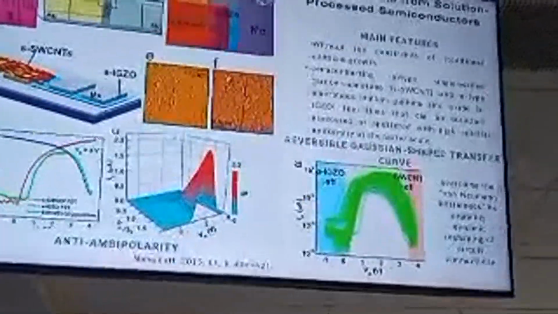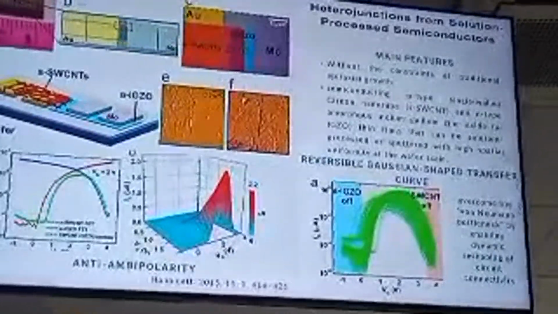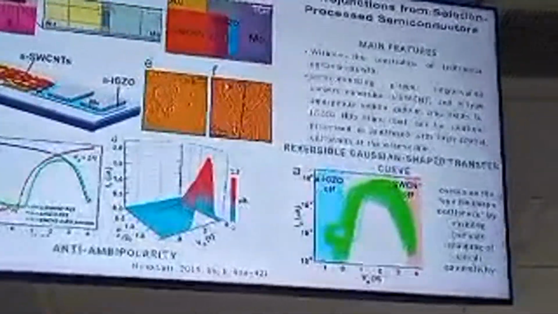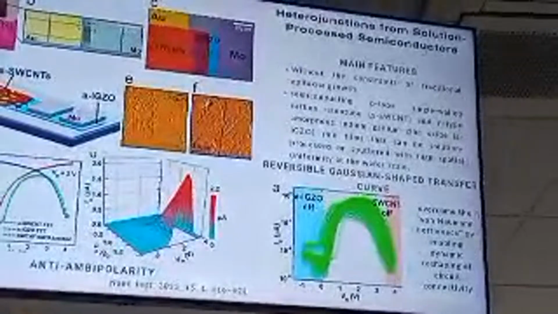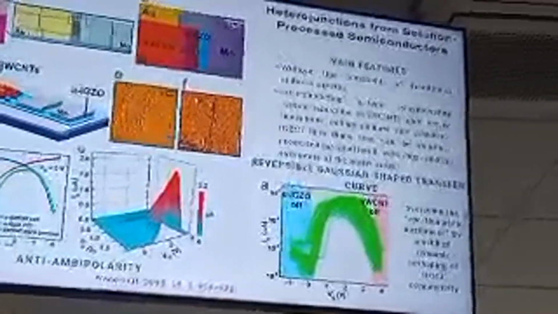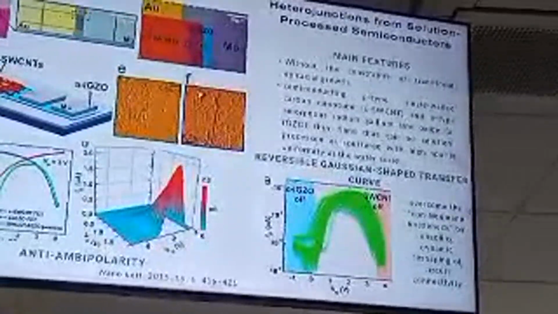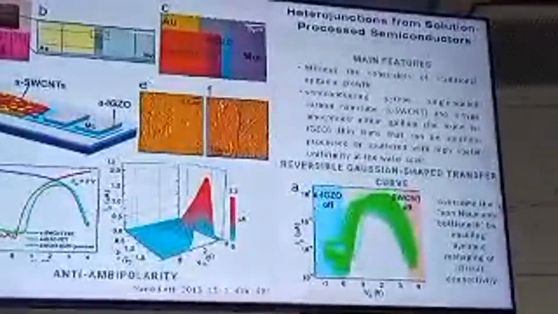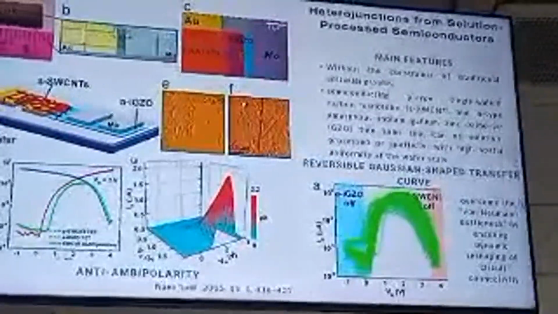Of course this is one aspect, and then people try to work on solution-processed systems where you can create these heterojunctions with single-wall carbon nanotube and zinc oxide derivatives. Sorry. And they have found anti-ambipolar characteristics. Ambipolar means you have a p-type and an n-type, so you have holes and electrons in the system. Anti-ambipolarity is the reverse of it, so you can create something like this. Usually it is like this, ambipolar. Now they are getting anti-ambipolarity in the system.